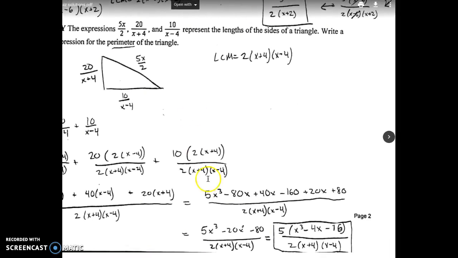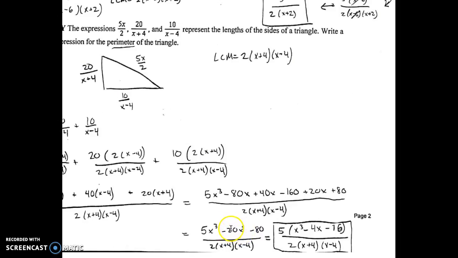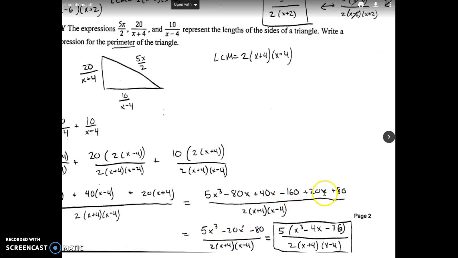Then you're going to multiply that stuff out and you will get all of these terms. You're going to combine your like terms. So we have negative 80x and positive 40x, positive 20x simplifies to negative 20x, and then negative 160 and 80 combines to negative 80.